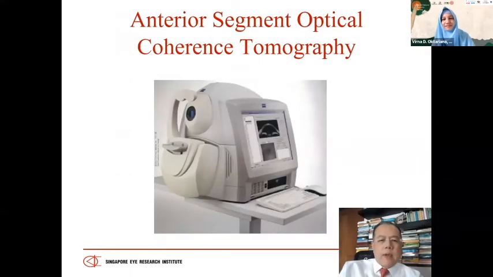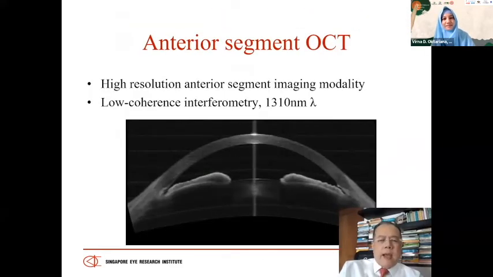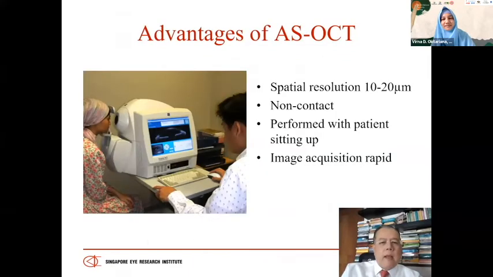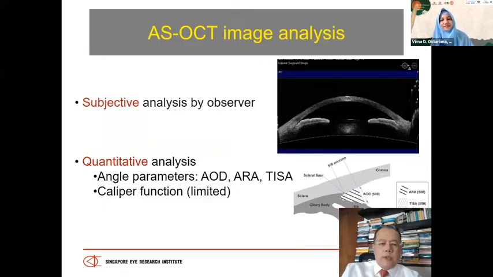Let's move on to anterior segment OCT. And this is a high-resolution imaging instrument that obtains cross-sectional images of the anterior segment, as you can see in the picture. The advantage of the anterior segment OCT is that resolution is very good, within 10 to 20 microns. It's non-contact. It's performed with the patient sitting up, and it's quite quick to obtain the images. When you obtain an anterior segment OCT image, we basically use subjective analysis of the image to determine it as angle closure. You can also make quantitative measures of the angle.